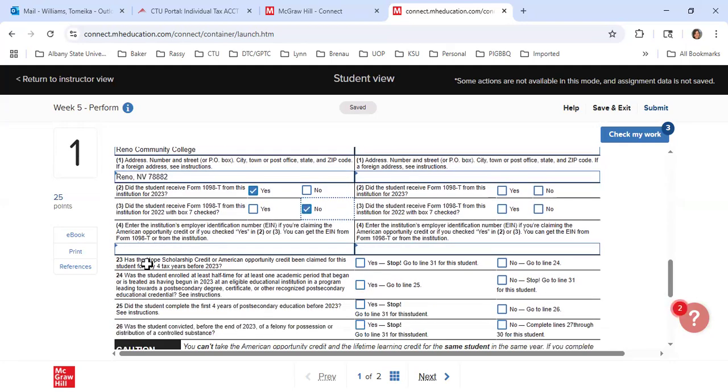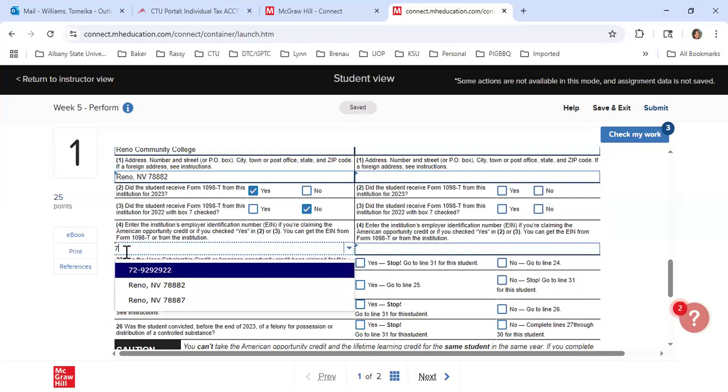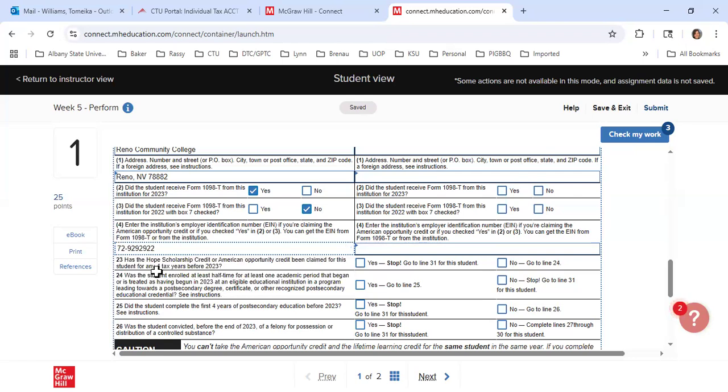Now, here is where, under normal circumstances, Connect would have marked you incorrect for this being blank, but I'm going to give you the number. They didn't give it to you in the problem. I reported that to Connect, but it looks like they still have not fixed it. But it should be 72-929 2922. Make sure you have that number in box 4, 72-929 2922.